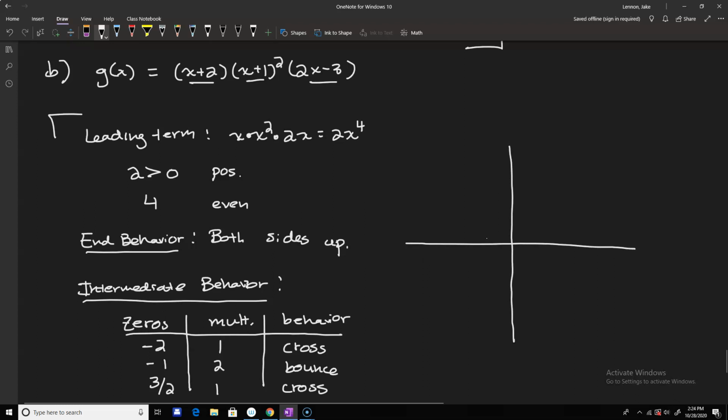Our zeros are going to be at negative 2, negative 1, and 3 over 2, which is the same as 1.5. And we know both sides go up, so we should have arrows on both sides going up outside the farthest dots. Then we want to see how to connect. We go through the first dot, negative 2, and we cross. Then on negative 1, it tells us to bounce off, so we bounce off that one. Then we cross at 3 over 2. We get our graph that looks a little bit like a W. And that is it for sketching that graph.